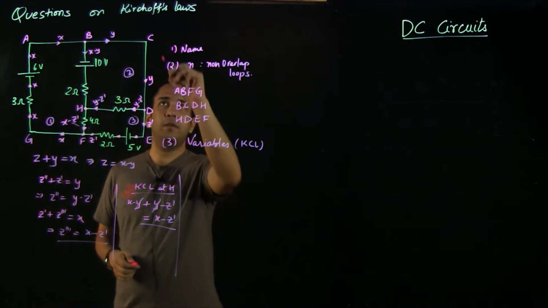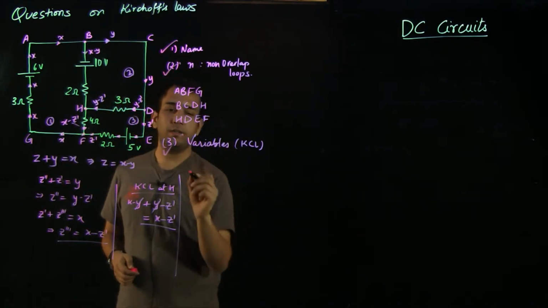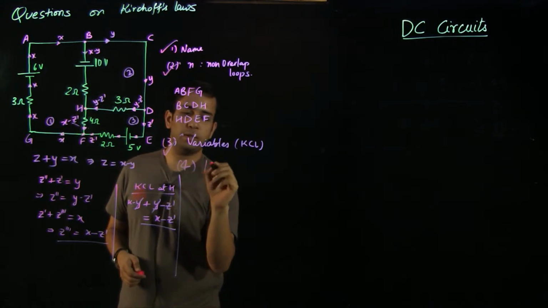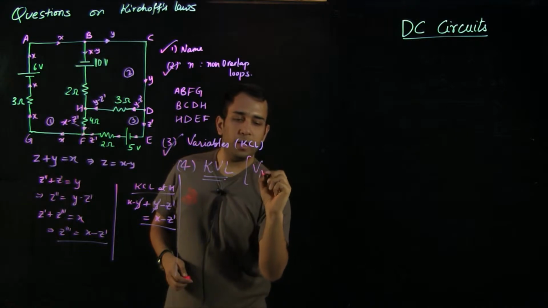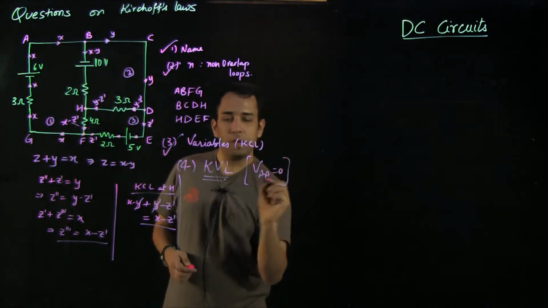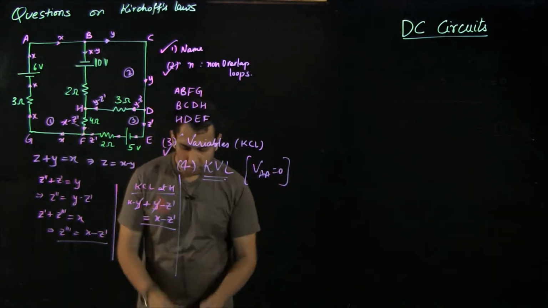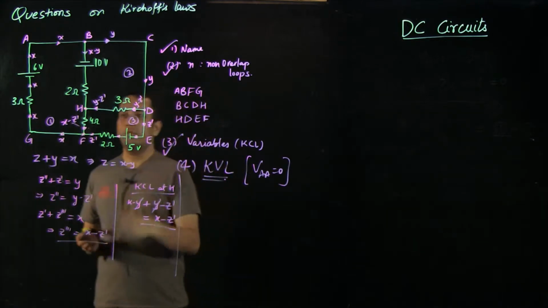So we have done the first part, the second part, the third step. Now let's do the fourth step, which is applying KVL. And by KVL, we mean that the sum of voltages equals 0 around a closed loop. So let's apply KVL one by one in each of the loops.